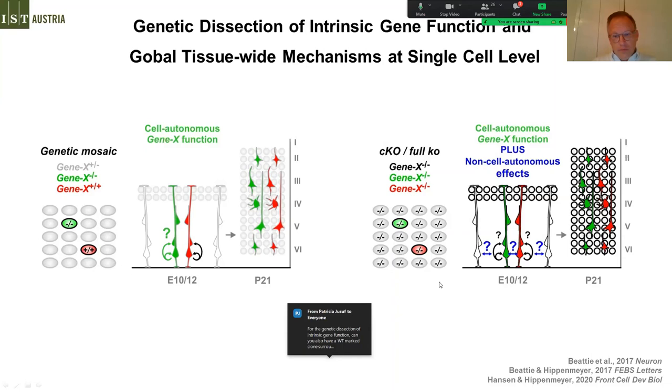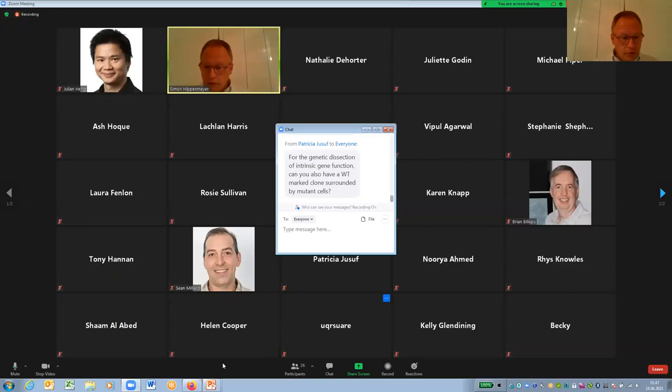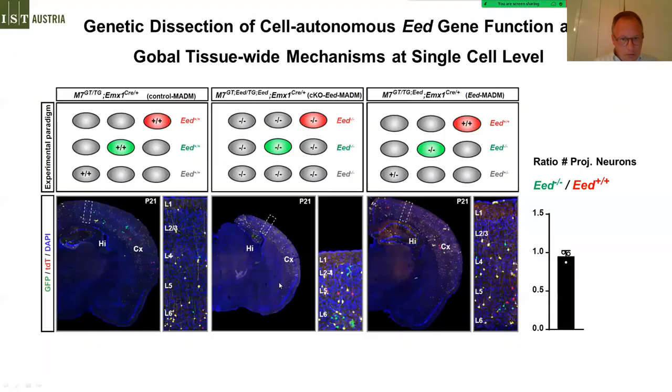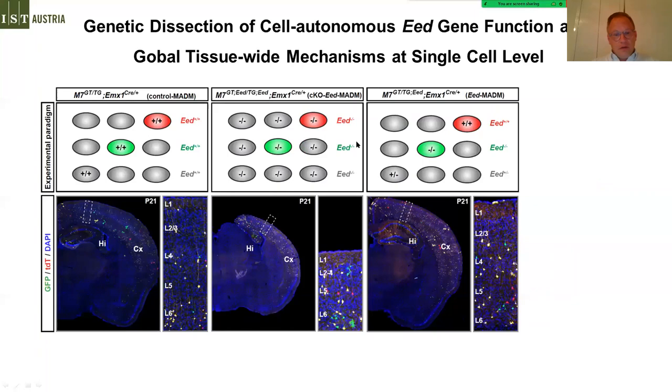In this next slide, these three paradigms are shown. A control situation: all cells are wild type, but we have a sparse labeling induced by the MADM. And here we have this conditional knockout where we remove EED in the entire cortex. You can appreciate the very strong microcephaly. And here we have our genetic mosaic where just the green cells are mutated for this EED gene.